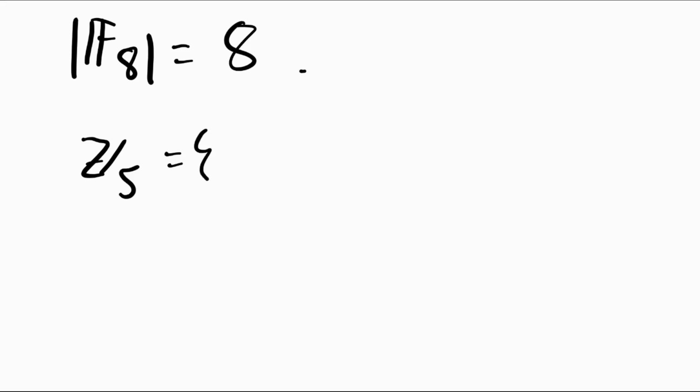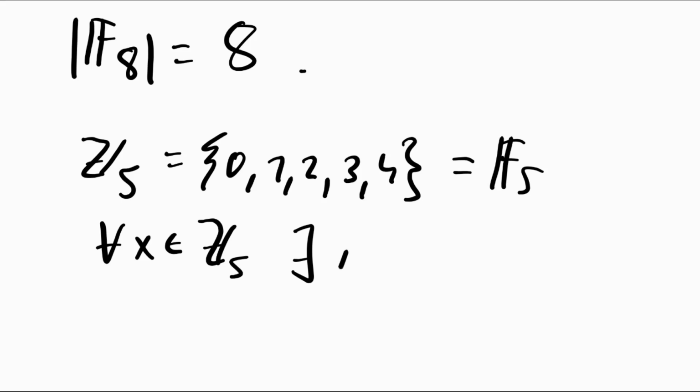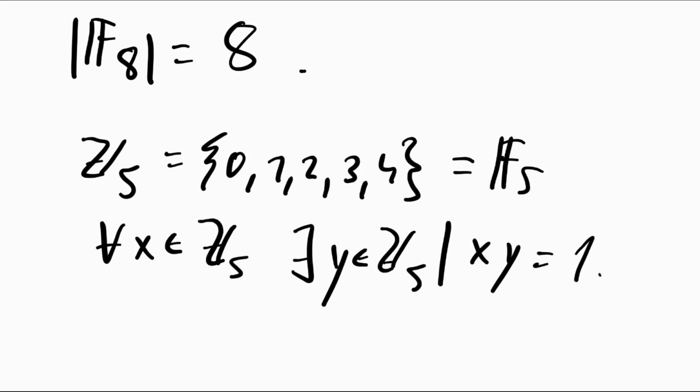So Z5, with elements ranging from 0 until 4 as integers, is actually a field of order 5. It works out. The reason is that for every x in Z5 there exists a y in Z5 such that xy is 1. That means every element has a sort of multiplicative inverse. So if you take any number from this range, you can find another number in this same range that if you multiply it by and then take the remainder after division by 5, it gives 1. But it doesn't happen for F8 in the case of Z8.